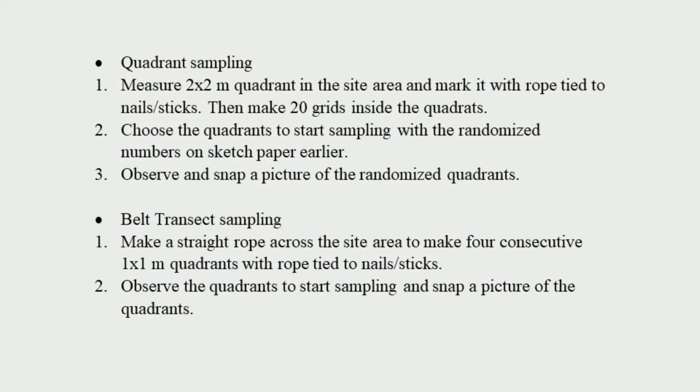For belt transect sampling, make a straight row across the site area to make 4 consecutive 1 times 1 meter quadrats with rope tied to nails or sticks. Then, observe the quadrats to start sampling and snap a picture of the quadrats.